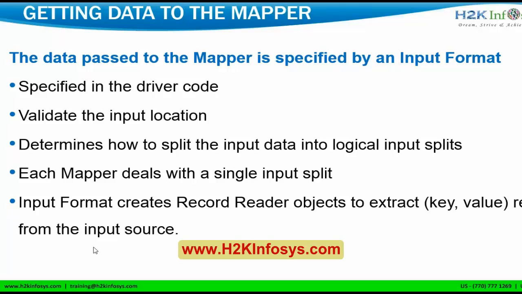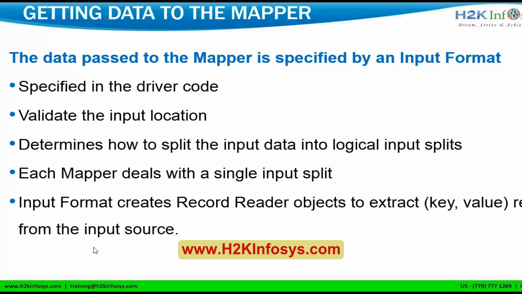So let me ask you a question. How is the mapper getting the key value pairs? On a high level, if you think, it is done by the framework, right? But still, if we go internally and think about it, our input format is the one which specifies how to get these key value pairs, right?